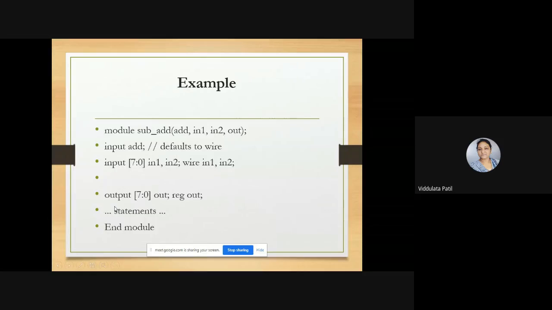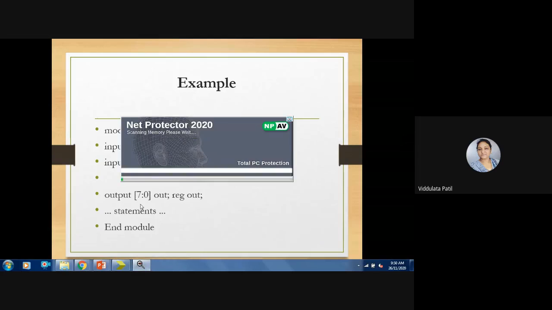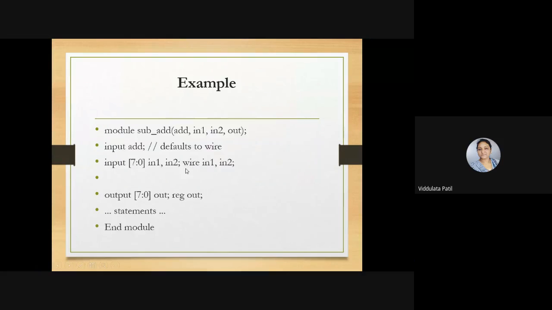And then the output port, that is also a multi-bit port. So output in the square bracket 7 colon 0, output, that is out, semicolon, and it is of the register type. Then after that there will be certain statements that we need to assign. So that will be present, and then after that endmodule.